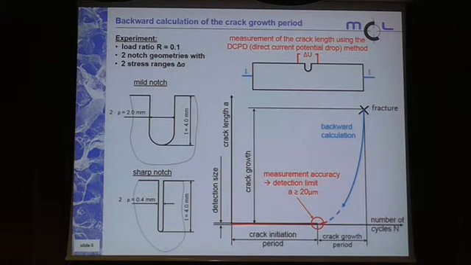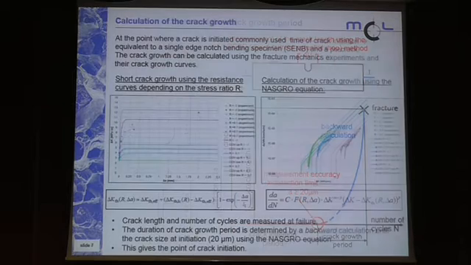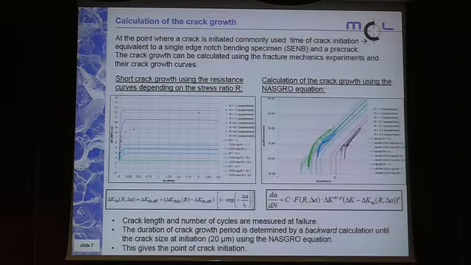What we need for this calculation is the information about how the crack grows. So this means the NASGRO equation. Don't be scared about this slide. It's a little bit overloaded, but I will briefly explain it.